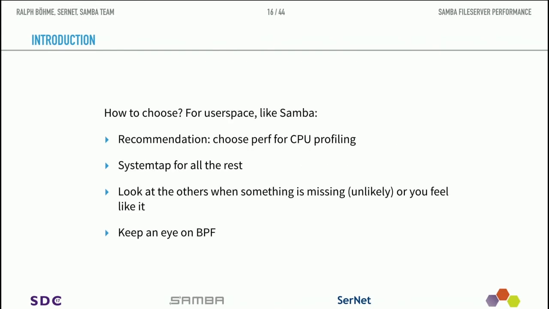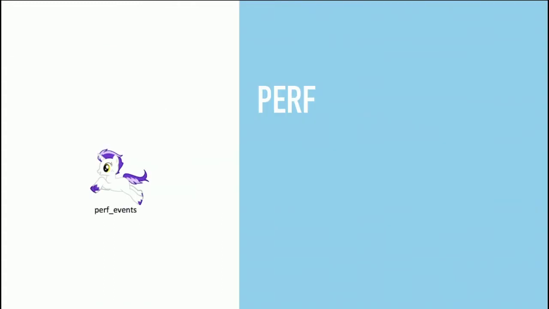I choose ftrace for user space, like Samba. Choose perf for CPU profiling, SystemTap for all the rest. I already said that. Look at the others when something is missing, or if you like it. But keep an eye on BPF. Yeah. So next is perf. Any questions?